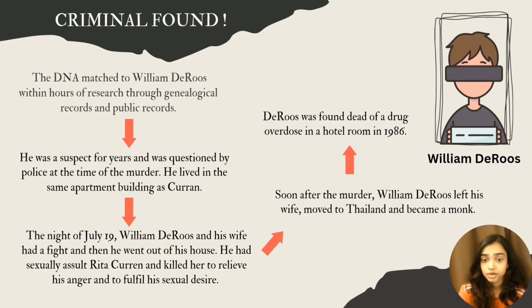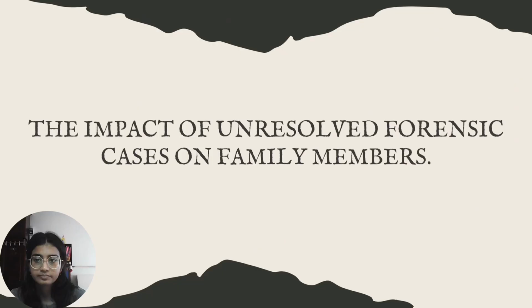Soon after the murder, William D. Roos left his wife, moved to Thailand, and became a monk. He was found dead of a drug overdose in a hotel room in 1986. Finally, Vermont's oldest cold case has been solved with the help of DNA technology.